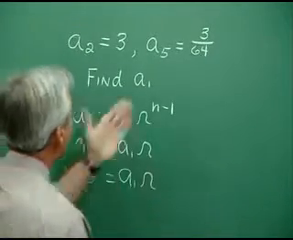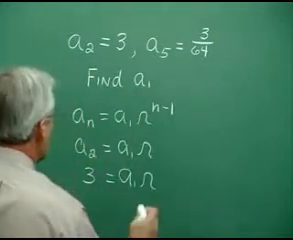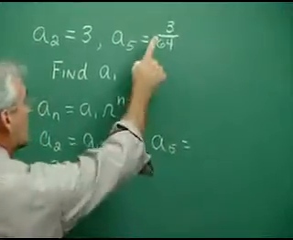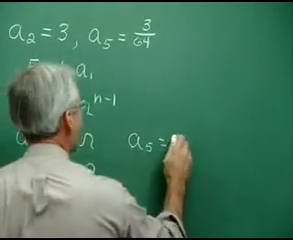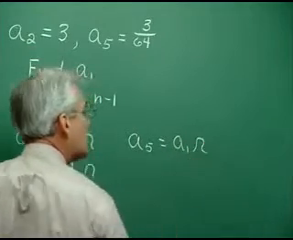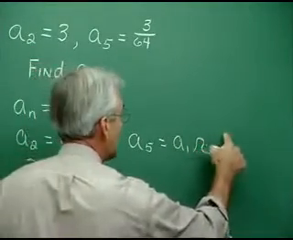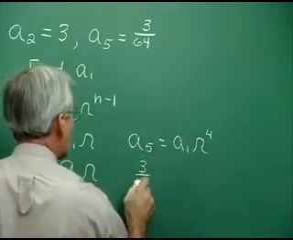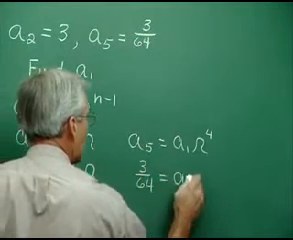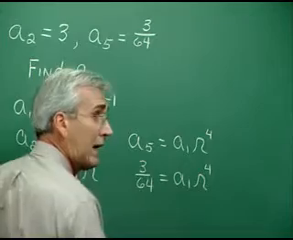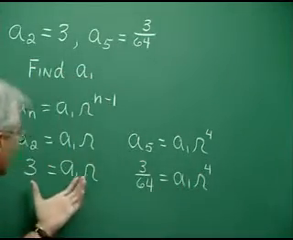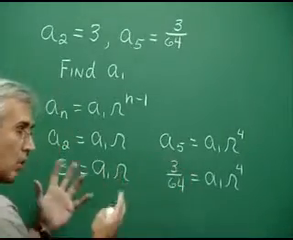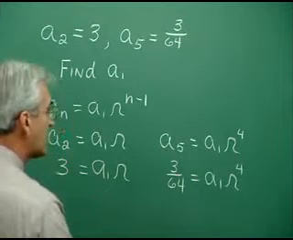Now, what information do we have knowing that a sub 5 is that fraction? In a similar way, if a sub 5 is 3/64, and we know a sub 5 is found by taking a sub 1 and using the common ratio as a factor 5 minus 1, or 4 times. We're given the value of a sub 5 as 3/64. And away we go. Where are we going? Well, let's see. We have a couple of equations here involving a couple of unknowns, the a sub 1 and the r.